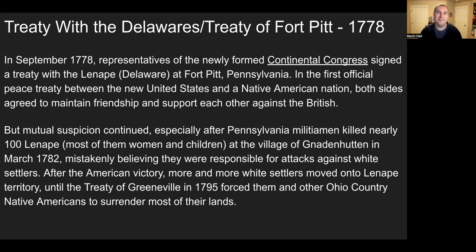But, there's a but. But mutual suspicion continued, especially after Pennsylvania militiamen killed nearly 100 Lenape, most of them women and children, at the village of Nananhooten in March of 1782, mistakenly believing they were responsible for attacks against white settlers. Hold the phone. So a bunch of white militiamen ended up killing 100 women and children because they believed those women and children were attacking white settlers.